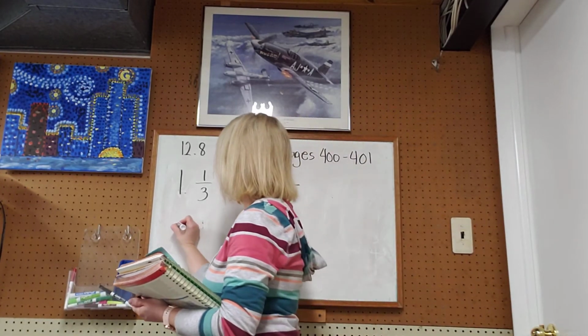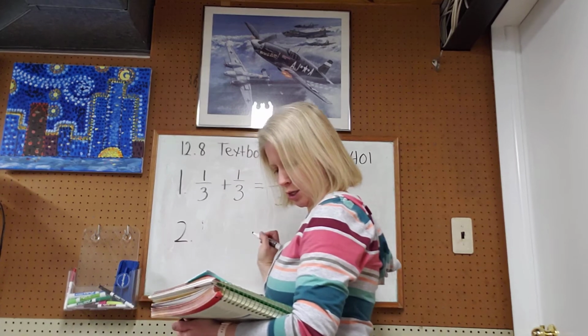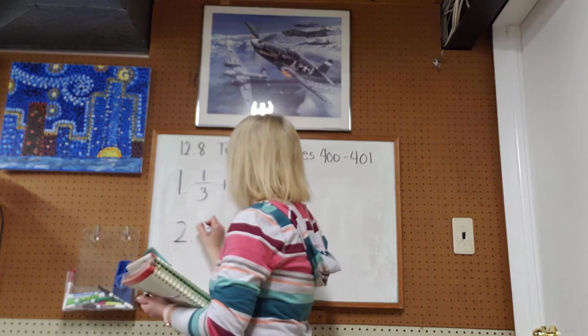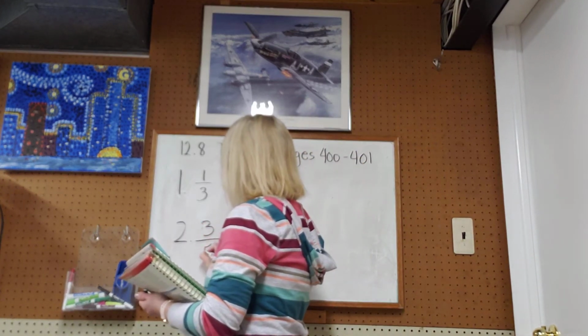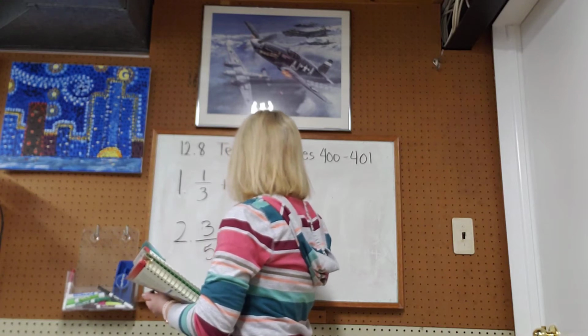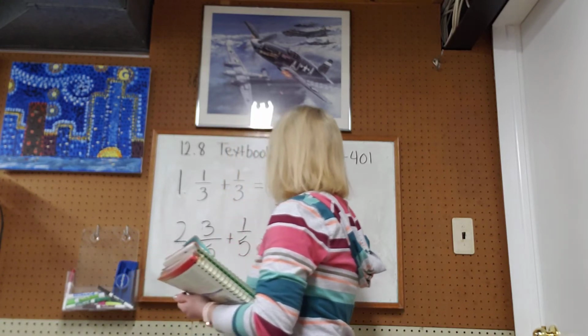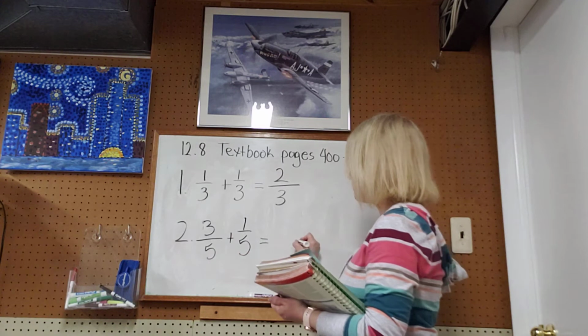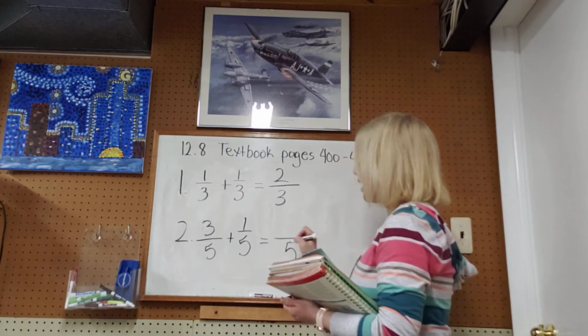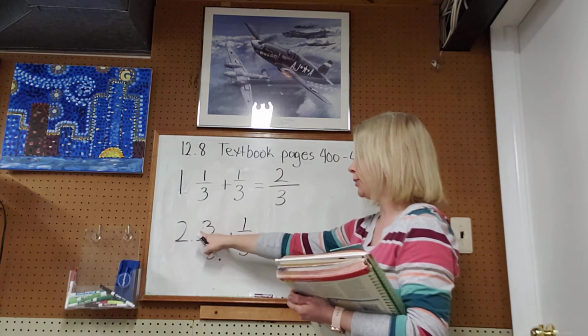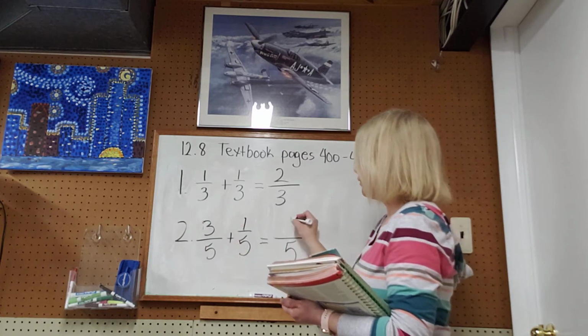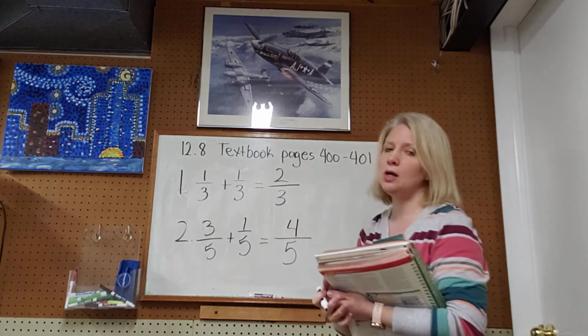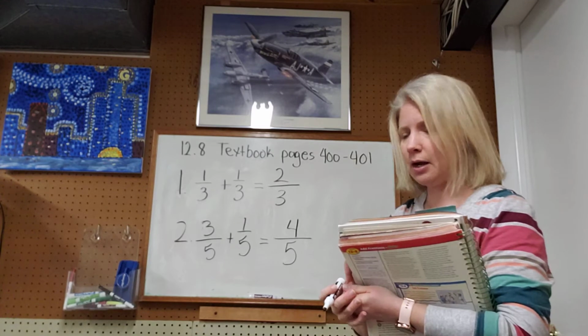Number 2, you're adding 3/5 plus 1/5. Your denominator stays the same, and you're adding your numerator. 3 plus 1, 4/5. You can also do it on a number line if you want to draw those out.